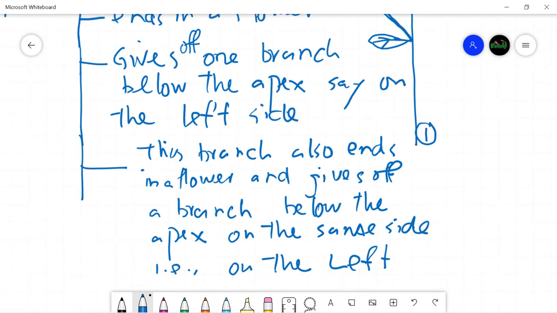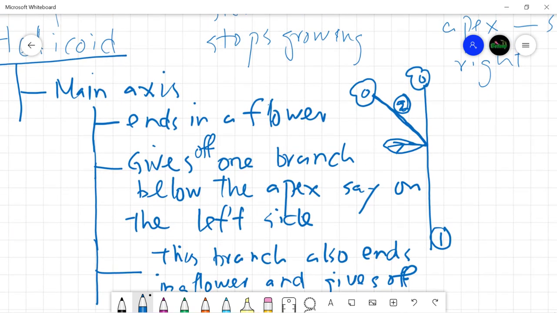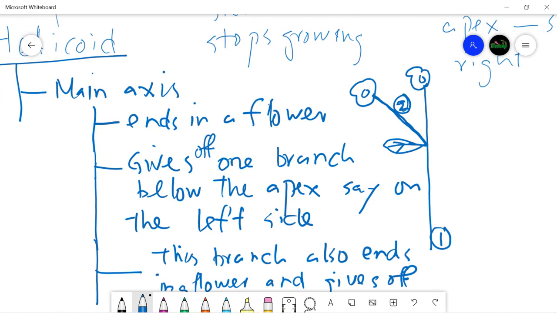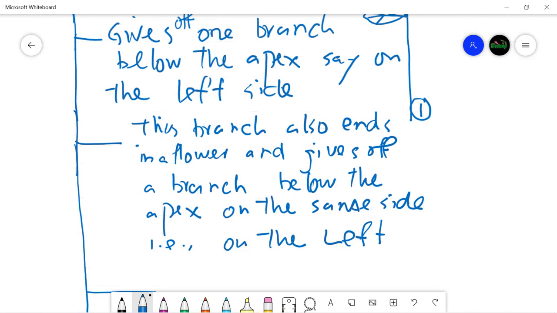Since we are on the left side, this particular branch will again end in a flower and it will give off another branch, say this is the leaf, and it has also ended in a flower. So as you can see, the branches are arising on the same side. Now you can shorten it a little.